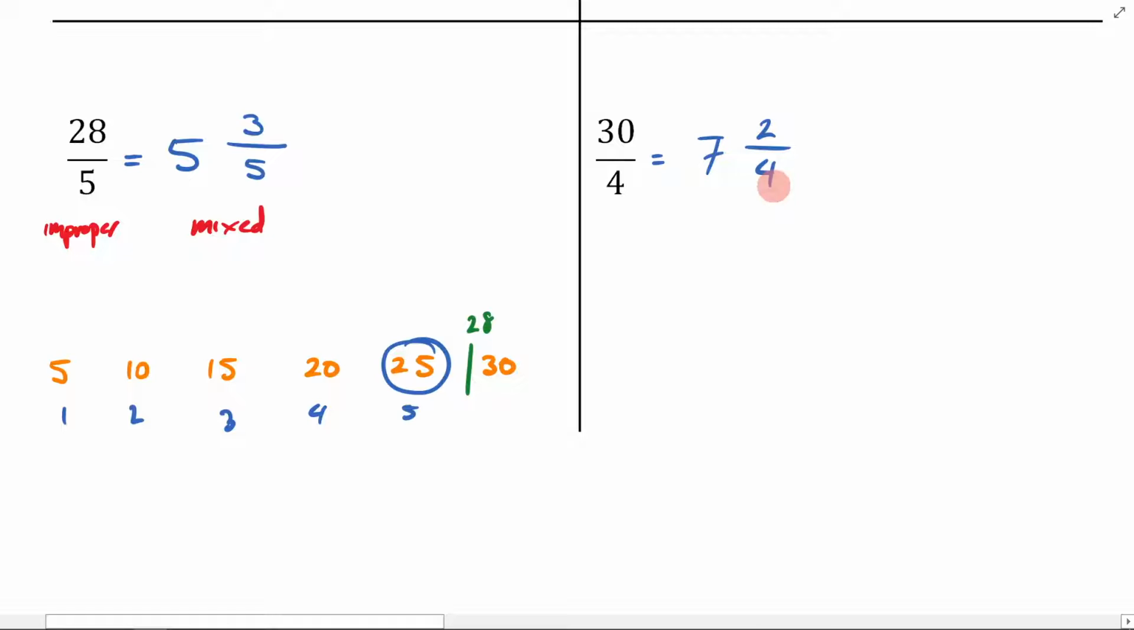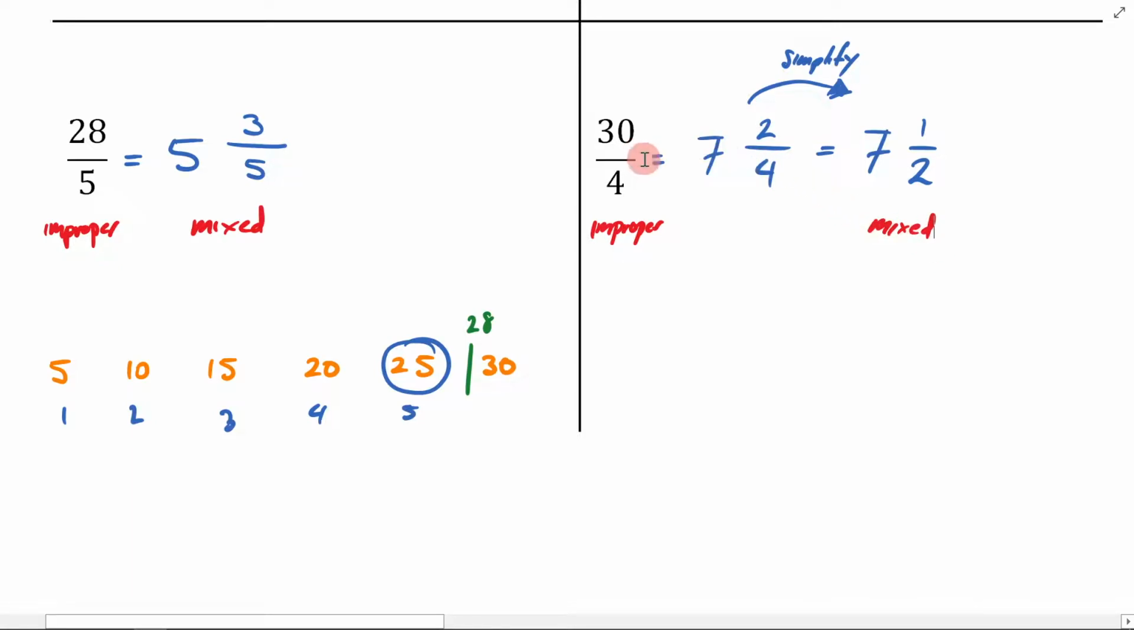Now, there's actually one extra step for this question because you've got 2 over 4. 2 over 4 can be simplified, and you must simplify. Whenever you can simplify, you must simplify. So we're going to simplify this. What is 2 over 4? 2 over 4 is a half. There's your answer. So as you can see, we have turned an improper fraction into a mixed number. A mixed number.